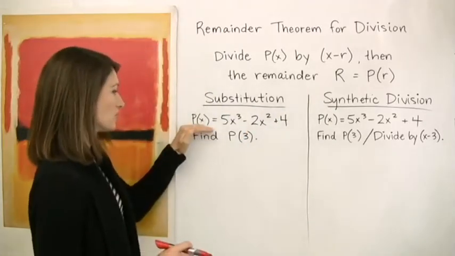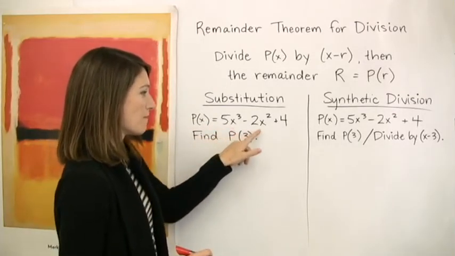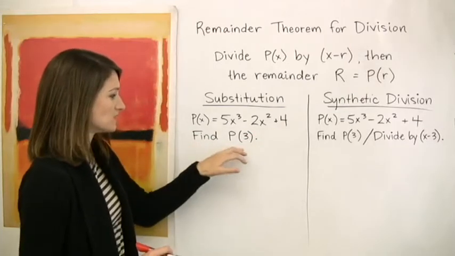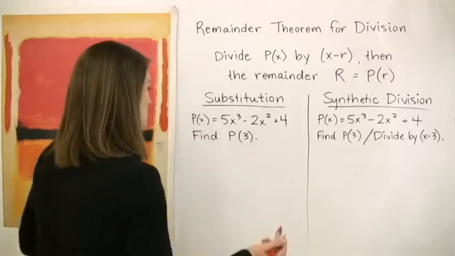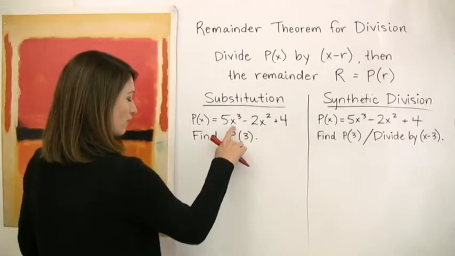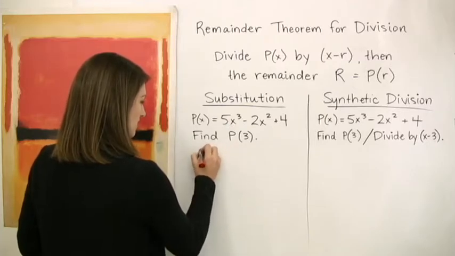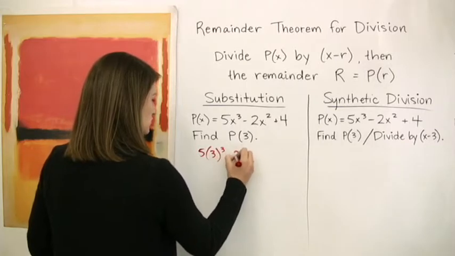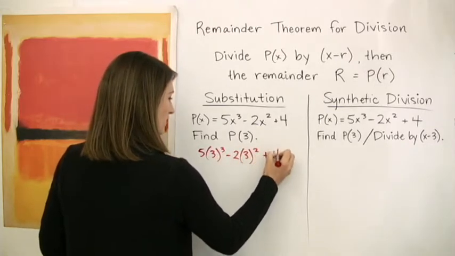So let's look at this polynomial function p of x, which is equal to 5x cubed minus 2x squared plus 4. Let's first find p of 3 using our method of substitution. So we'll plug in our value of 3 for x. So we have 5 times 3 cubed minus 2 times 3 squared plus 4.